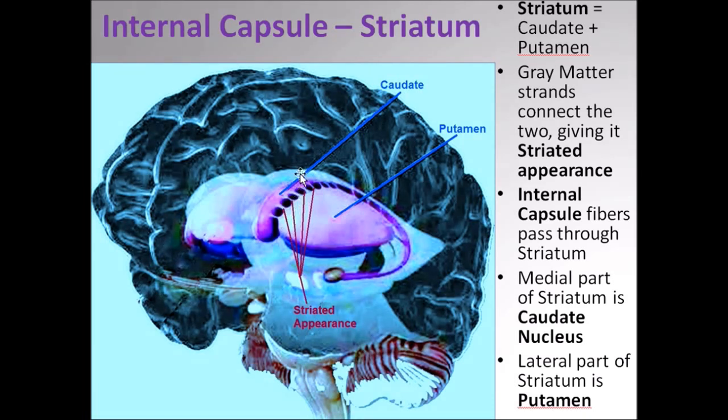As the internal capsule fibers are descending down, this picture shows how it splits the caudate nucleus from the putamen through these striated structures here. And this is the reason why these two structures together are referred to as the striatum. So in simple terms, the word striatum refers to the caudate nucleus and putamen together, and this striated appearance is the place where the fibers of the internal capsule are descending down.